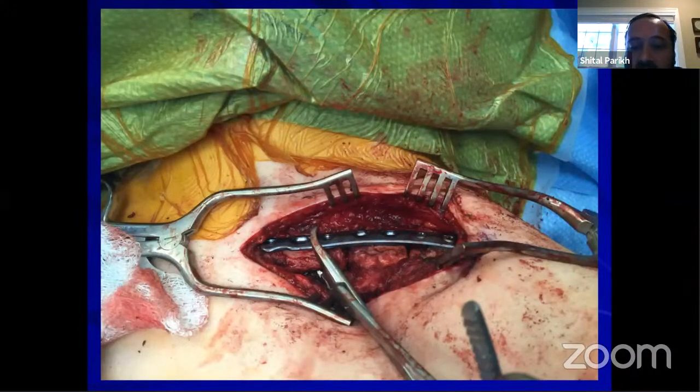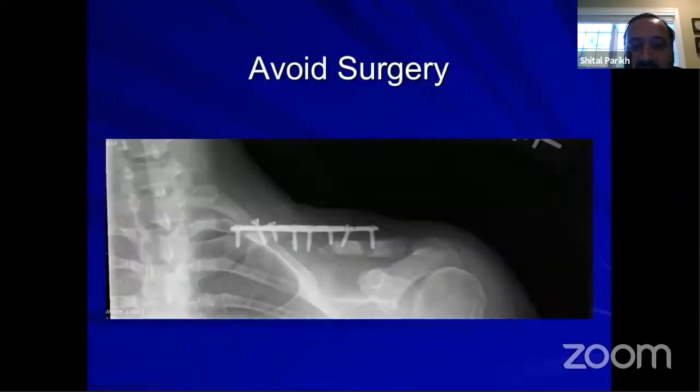And then she came back after 2 years, and this is the X-ray. And what it shows, it's not just a non-union here, but there was infection as well. And I had to remove everything, excise it. I did not refix it. But this just tells you that if possible, avoid surgery for pseudoarthrosis.